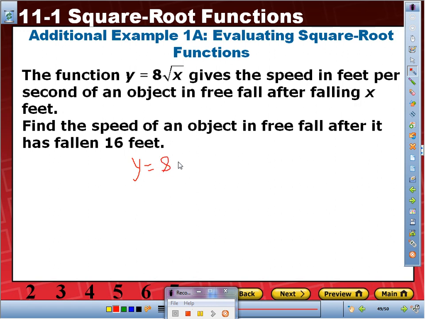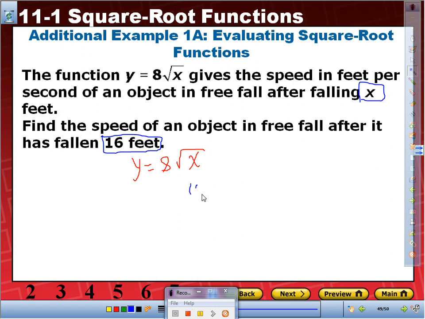Y equals 8 times square root of x. However, instead of x, do they give us a value for x? It says an object is free falling after it's falling so many feet. So many feet is x. Do they give us over here how many feet it's falling? 16. So instead of x, what am I going to write? 16. Bring everything else down. Y equals 8 times the square root of 16.